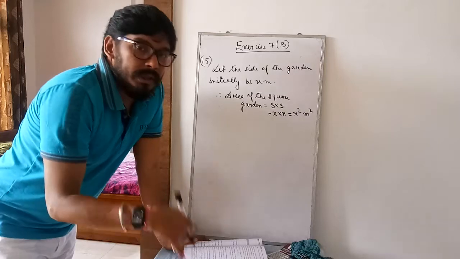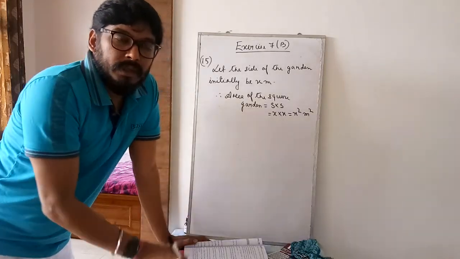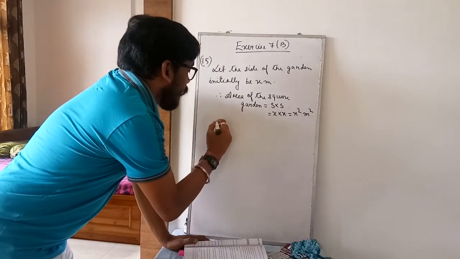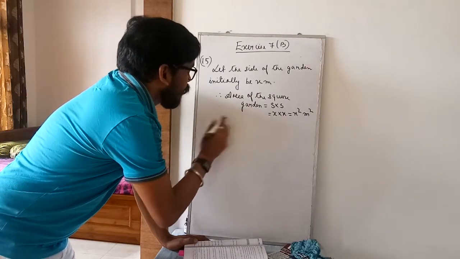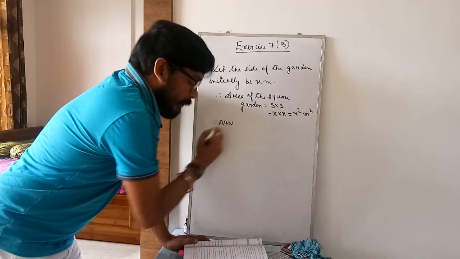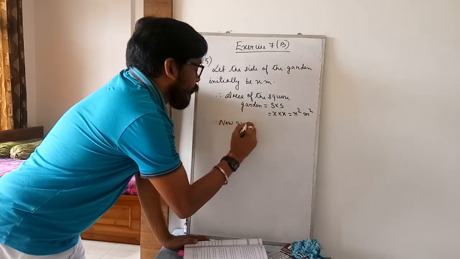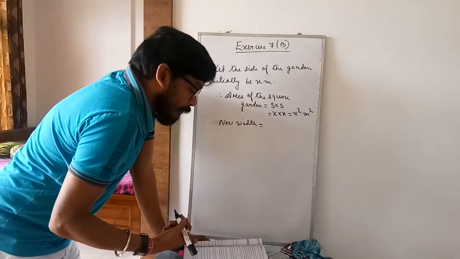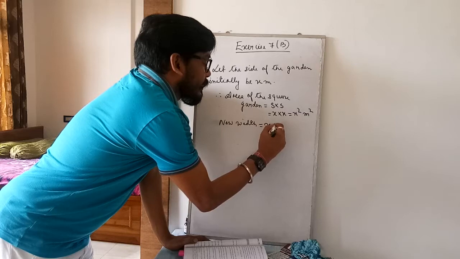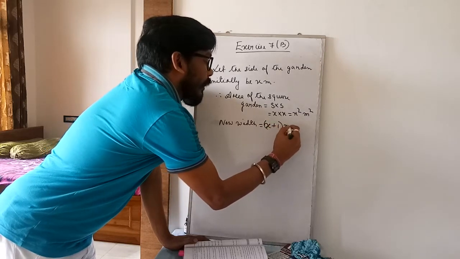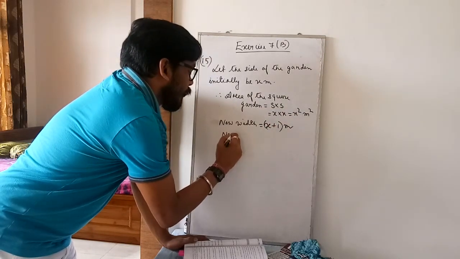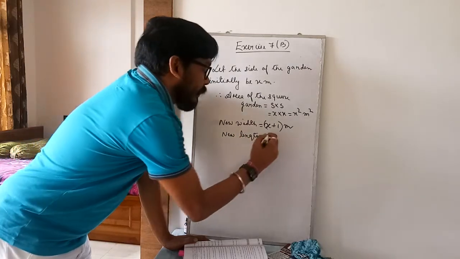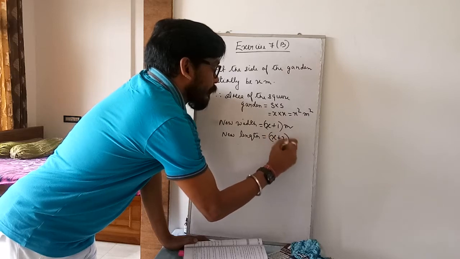Now you have changed the breadth. Earlier it was a square garden, length also x, breadth also x. Now you will write new length, new breadth. Let me write first the new width; they have used the word width, which is nothing but breadth. New width equals, how much has it increased? 1 meter, so earlier it was x, now x plus 1. New length, how much has he increased? 3 meter, so it is x plus 3.